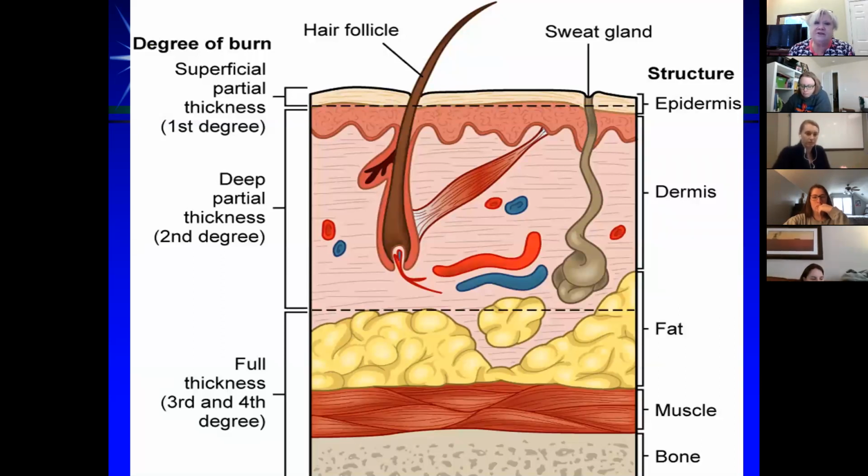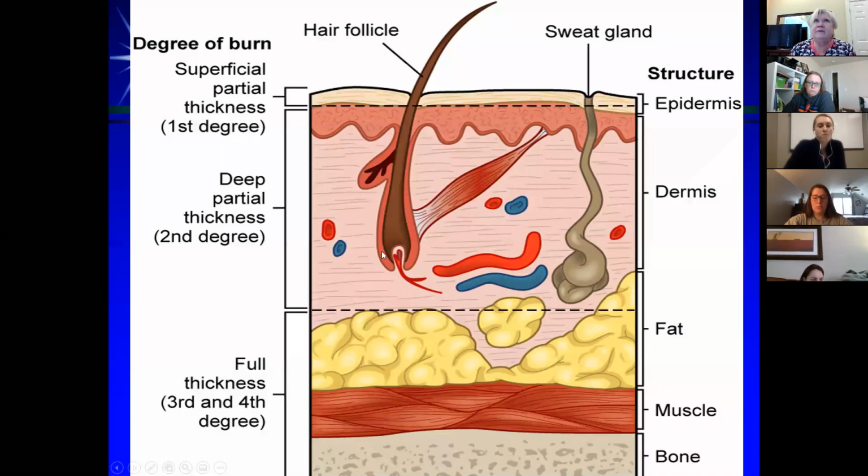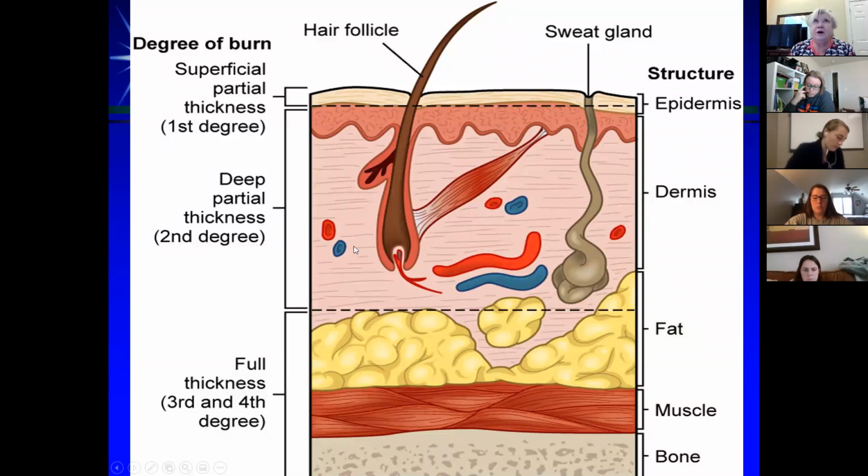Superficial burns, and this is just a picture because I'm going to go off the slide fairly quickly, is this top one. It just affects the epidermis. It simply affects the top layer of the skin. It doesn't affect any of the deep tissues at all. A partial thickness burn is deeper. It affects the hair follicles, the sweat glands, and the dermis. So with a partial thickness burn, you're looking at this layer. A full thickness burn is down into the fat tissue or the adipose tissue.